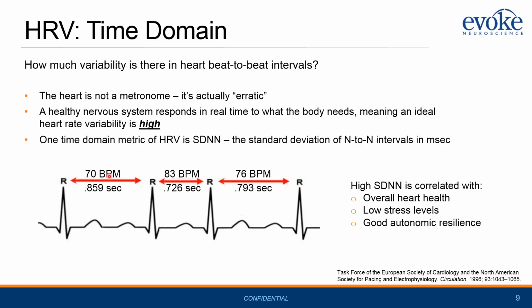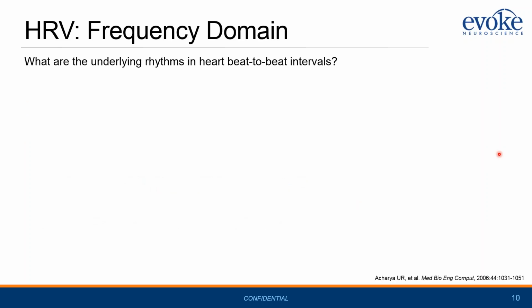We're looking at NN intervals, measuring the amount of time between those intervals. We see there's a long one, then a short one, then a long one. And that's good. That means there's high heart rate variability. That would be a high SDNN. And a high SDNN is correlated with lots of good things like overall heart health, low stress levels, and good autonomic resilience. So that's our time domain for HRV. Now let's talk about the frequency domain for HRV.